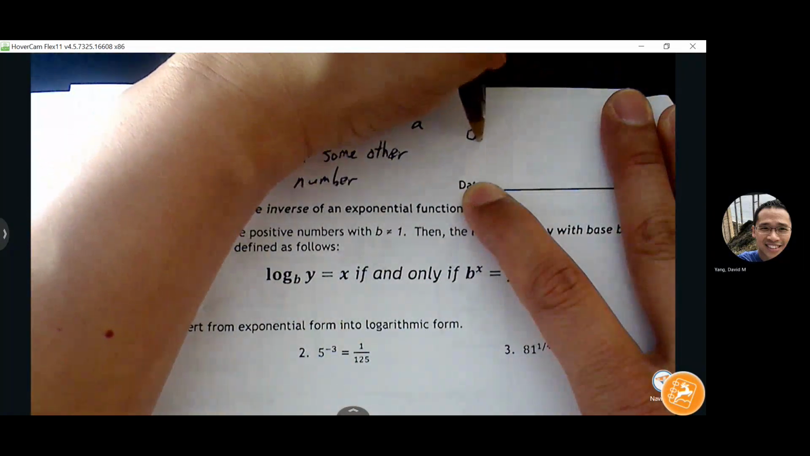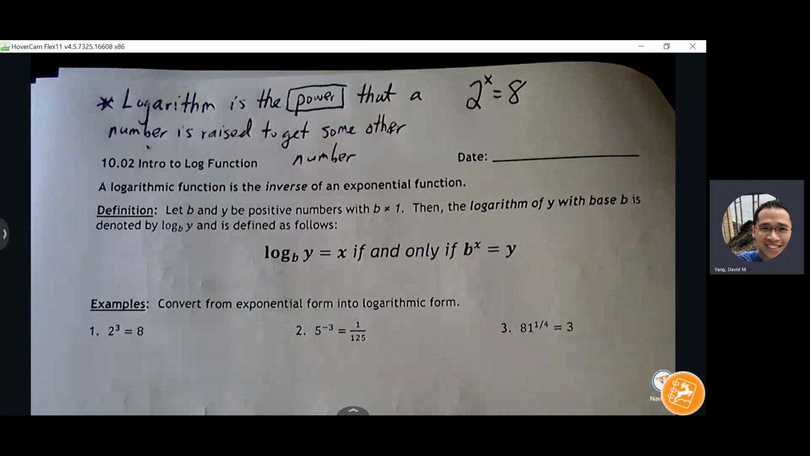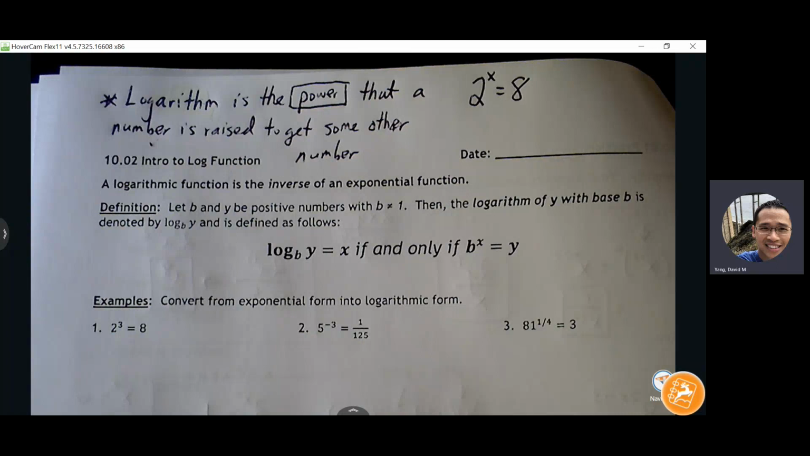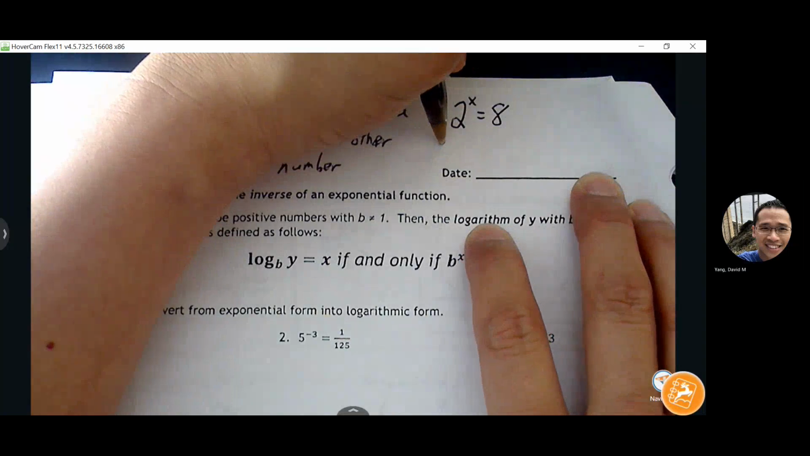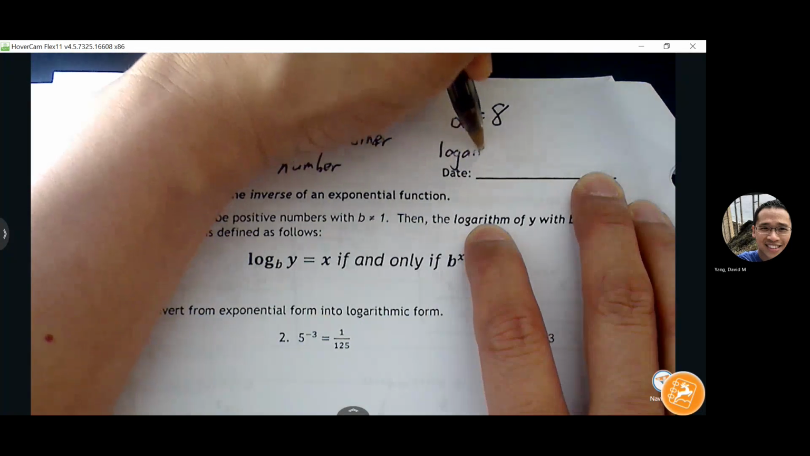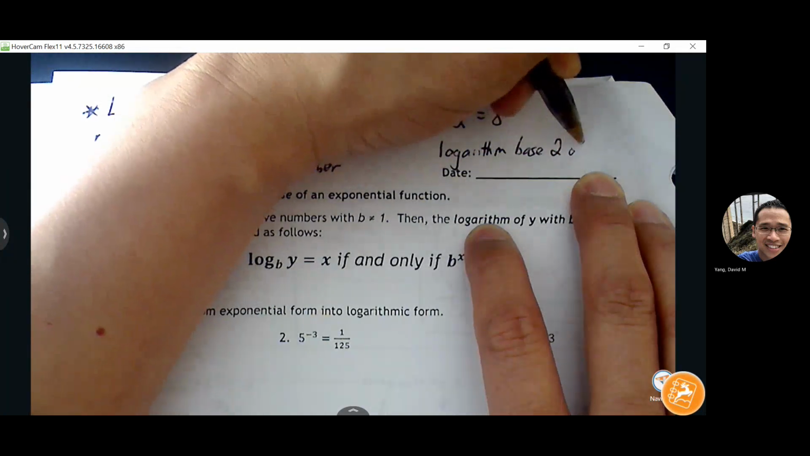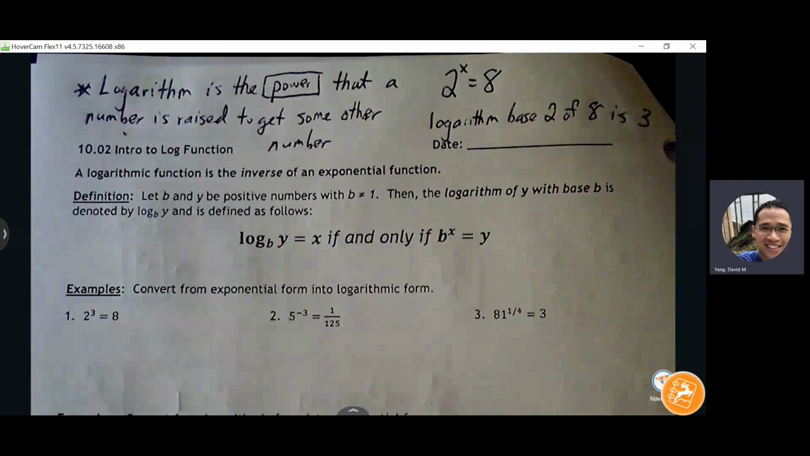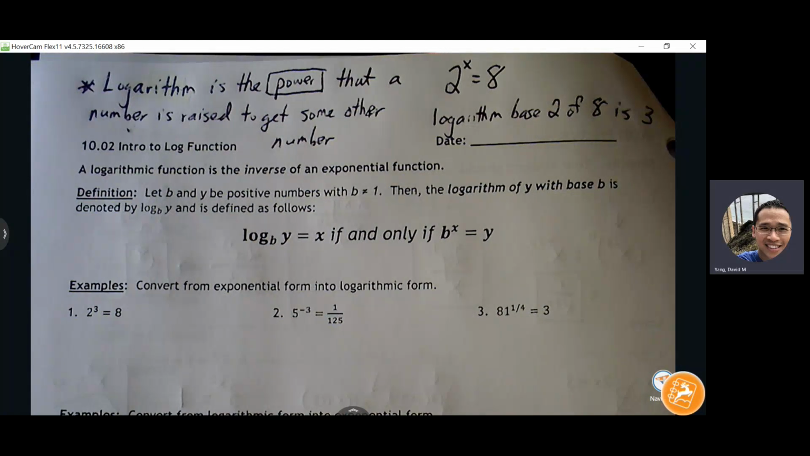So for instance, let me give you this example. 2 to the x equals 8. What is that x value? 3. Okay, so 3 is the logarithm. We can say this: the logarithm base 2 of 8 is 3. It's a roundabout way of saying solving for that exponent.